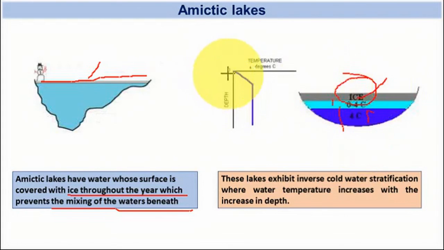So this is the graph showing how it looks: the 0 degree, then some part it takes a turn, a bend, to have those layers or temperatures, just in case of amictic lake.